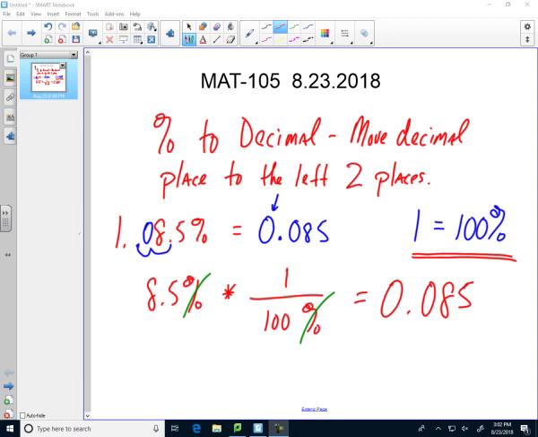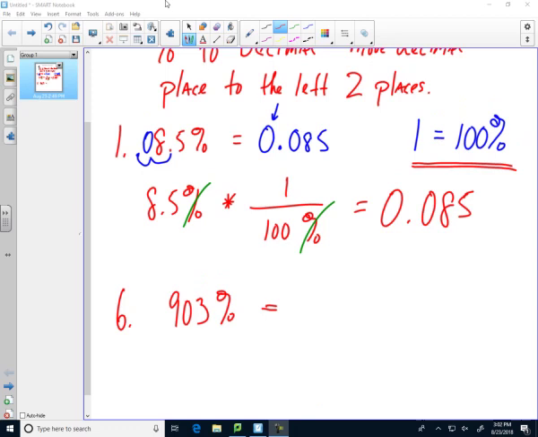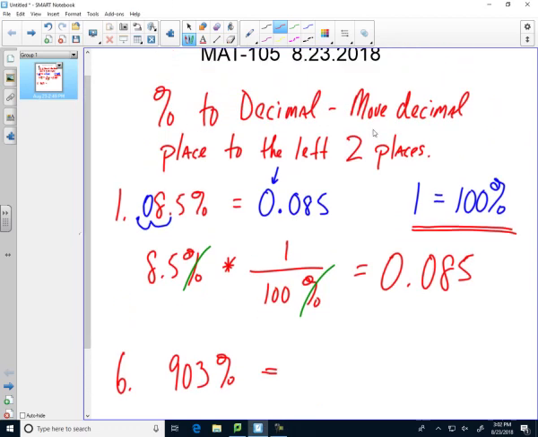Been there all along. All right, let's look at one like number 6, because this is the one that typically gives people problems. Turn that percent into a decimal. Well, guess what? The same rule applies that we used up here. Move the decimal place, or I guess decimal point would be a better way of putting that. Move the decimal point 2 places to the left.